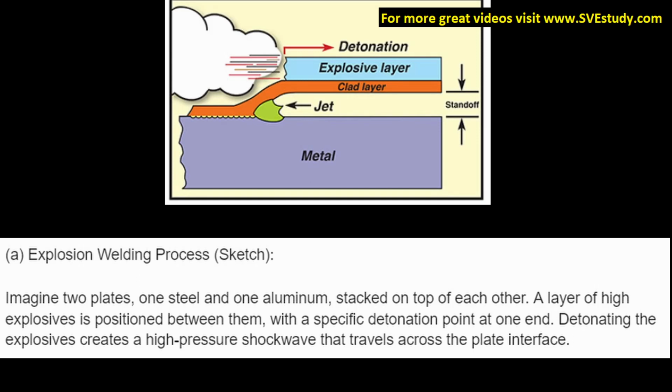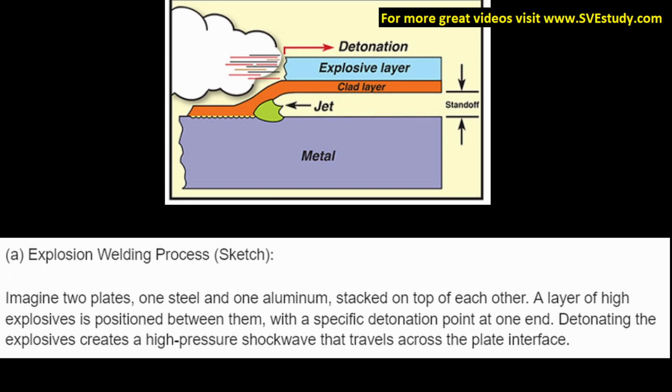A. Explosion welding process. Let's look at the sketch. Imagine two plates, one steel and one aluminium, stacked on top of each other. A layer of high explosives is positioned above the aluminium, with a specific detonation point at one end. Detonating the explosives creates a high-pressure shock wave that travels across the plate interface.